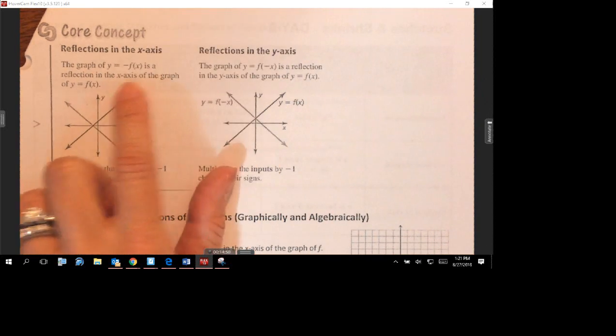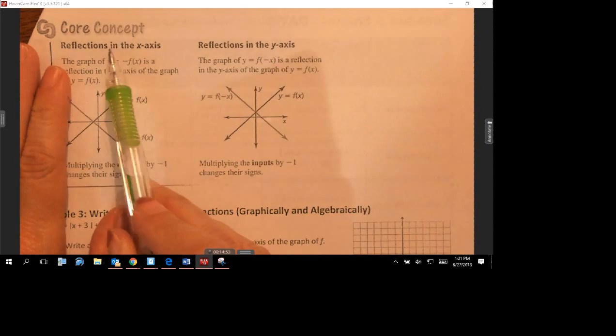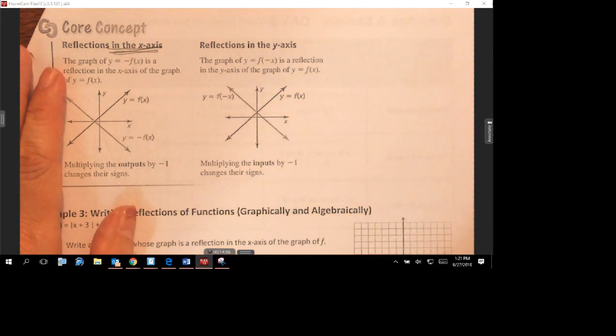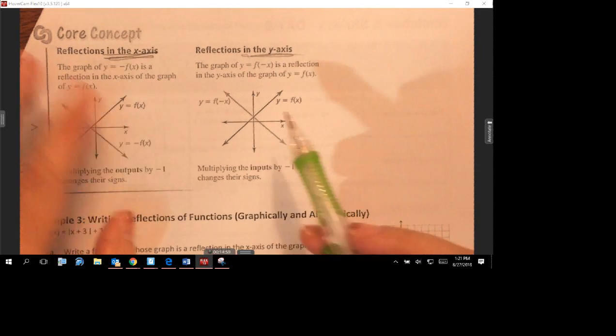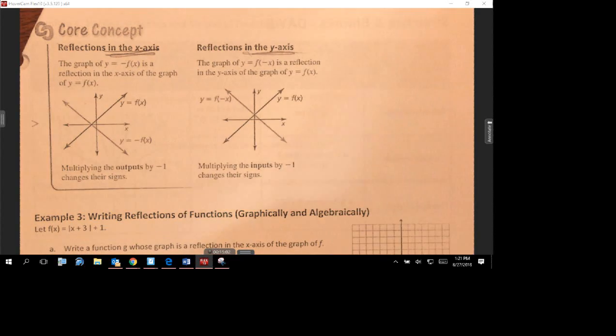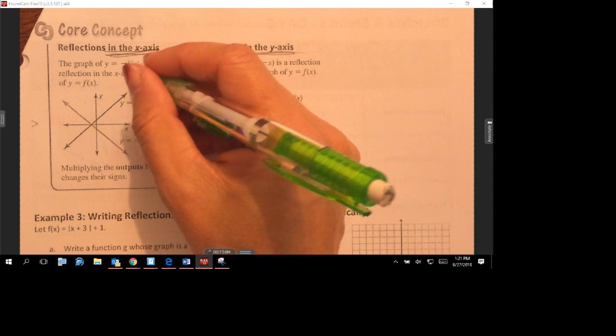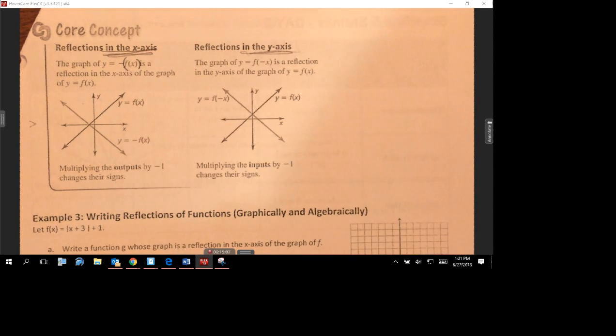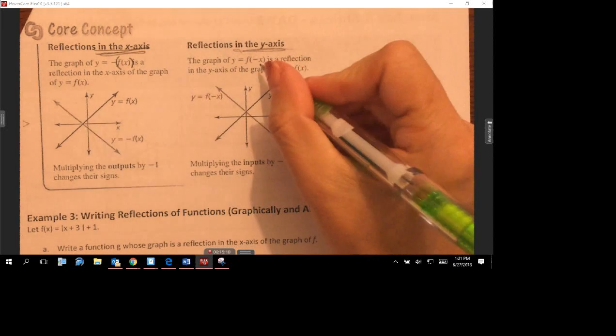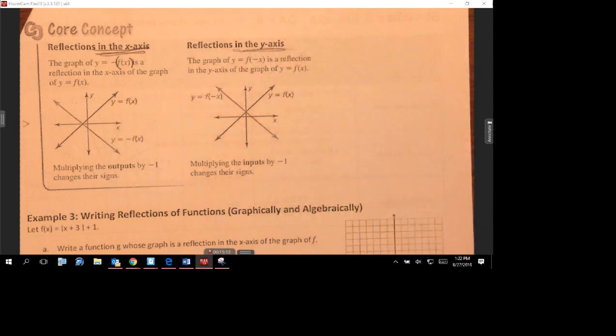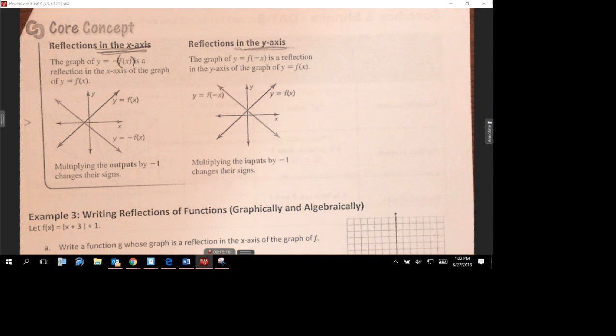All right, reflections in the x-axis and reflections in the y-axis. Here, right here, that's how you say it. Reflect in the x-axis or reflect in the y-axis. y equals negative outside of the function is a reflect in the x-axis. If it's inside of the function, it's a reflect in the y-axis. Do you guys remember me doing this thing? This is the x-axis. If I reflect something in the x-axis, what direction is it going? Vertical, up and down. So that's why that one's on the outside, because it's vertical reflection.